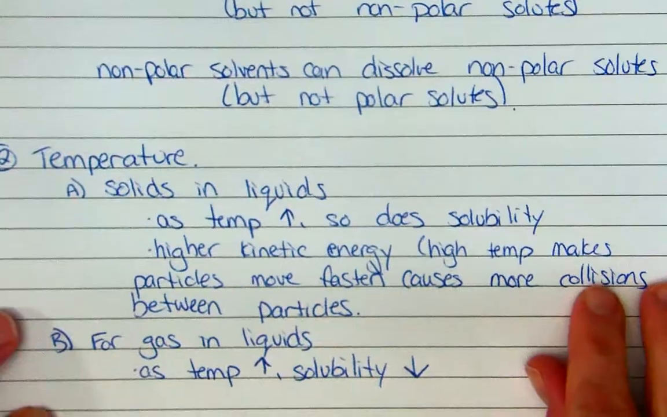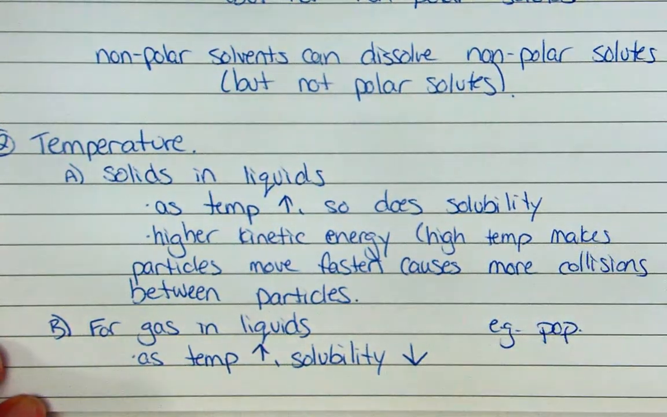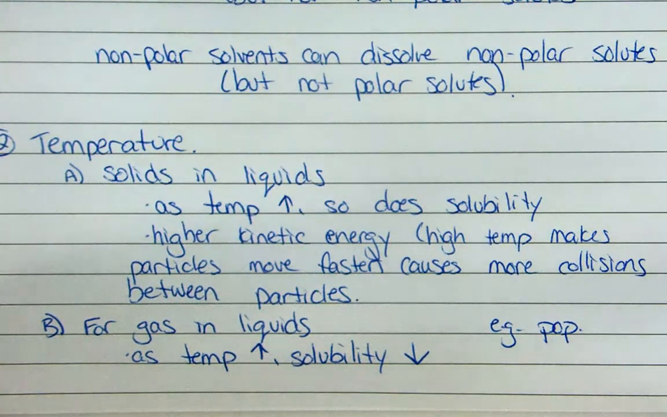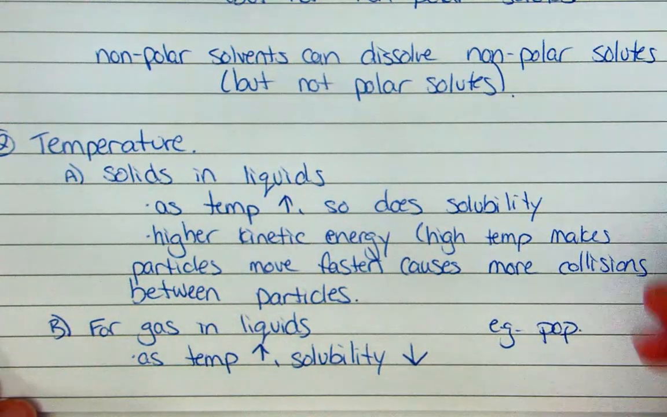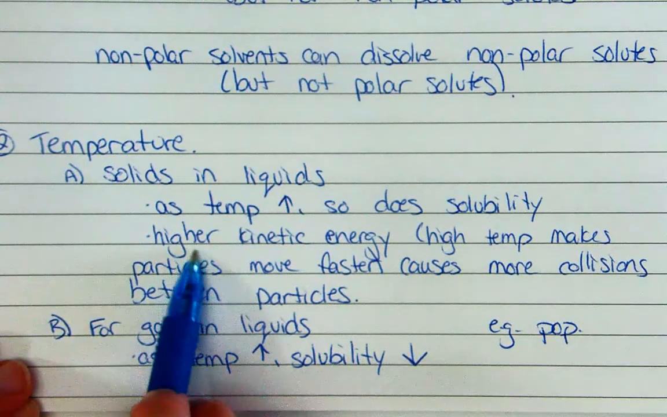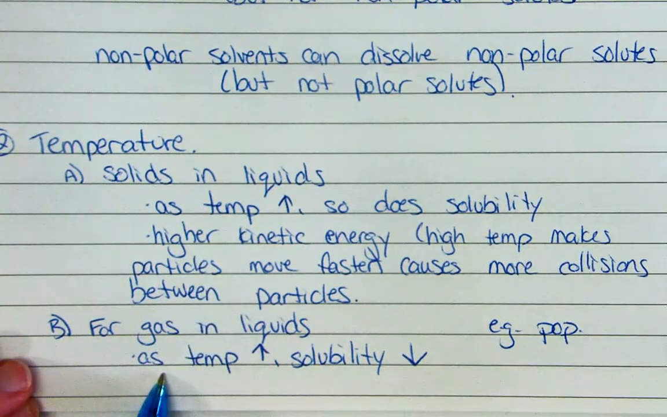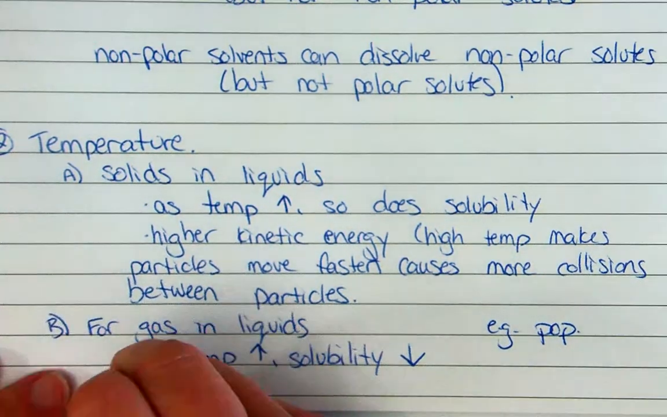And right now, think about pop. If you have an open pop can on the counter, and another open pop can in the fridge, the one in the fridge will maintain its carbonation for longer because the dissolved carbon dioxide in the pop will stay dissolved at that lower temperature. Higher temperature for a gas in a liquid is the same thing as higher kinetic energy. If the temperature is higher, the gas particles move faster, and so they leave the liquid.